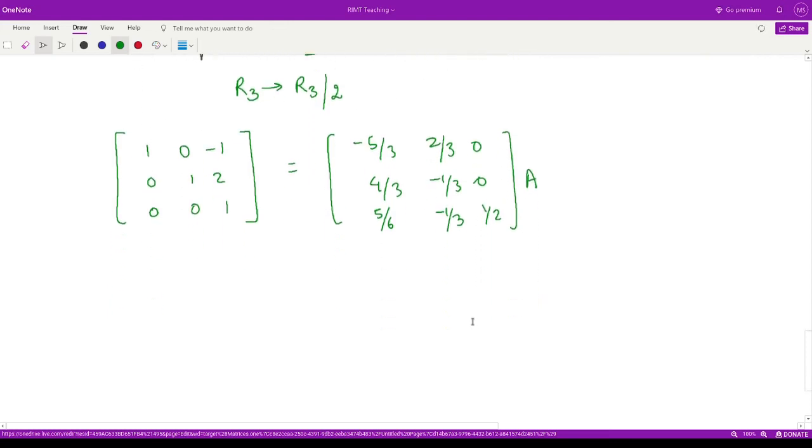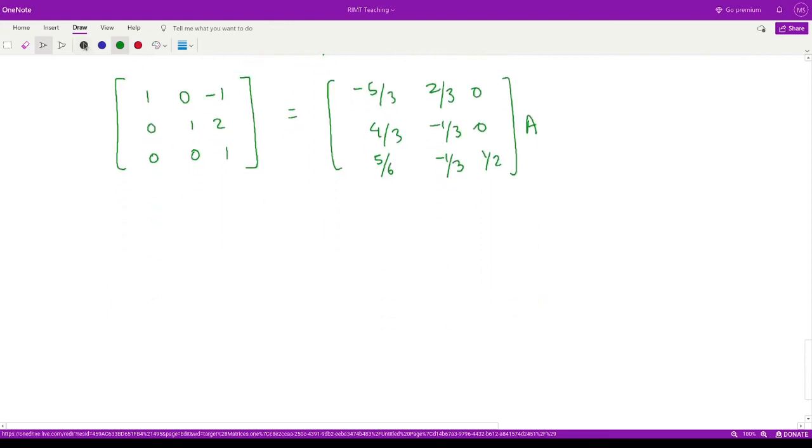Now the next task is to make the remaining elements zeros. We will make these two elements 0 using this element. So on row 1, what can we do? Row 1 minus something into R3, right? What should I write here in order to make this minus 1 equal to 0? If you see, for R1 we have minus 1, minus something into, for R3 we have 1. So what should I write here?